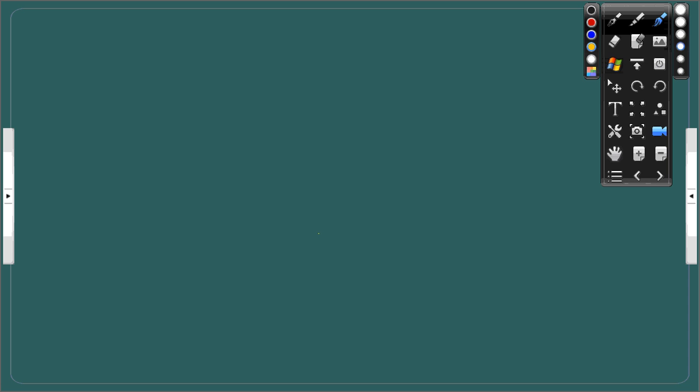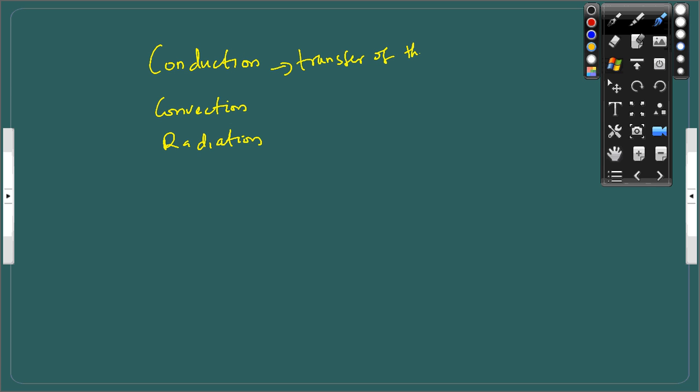Today's lesson we're going to go over what we took in the previous lessons. In the previous lessons, we talked about conduction, we talked about convection, and we talked about radiation.